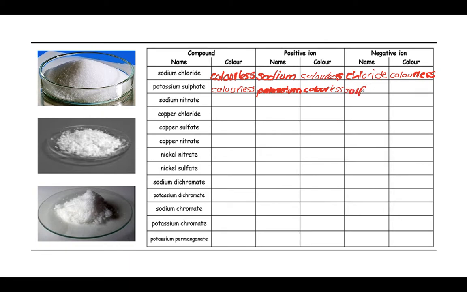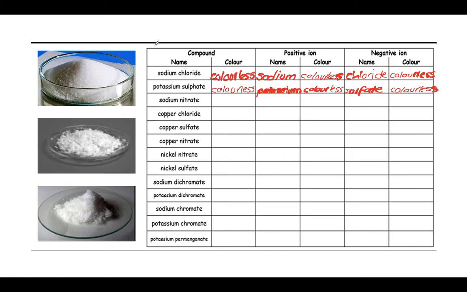Now, I'm going to spell sulfate with an F because that is the correct spelling of it. It changed a little while ago. It was PH, it is now back to F spelling. If anyone was wondering why it's PH here and F here. That is also colourless.